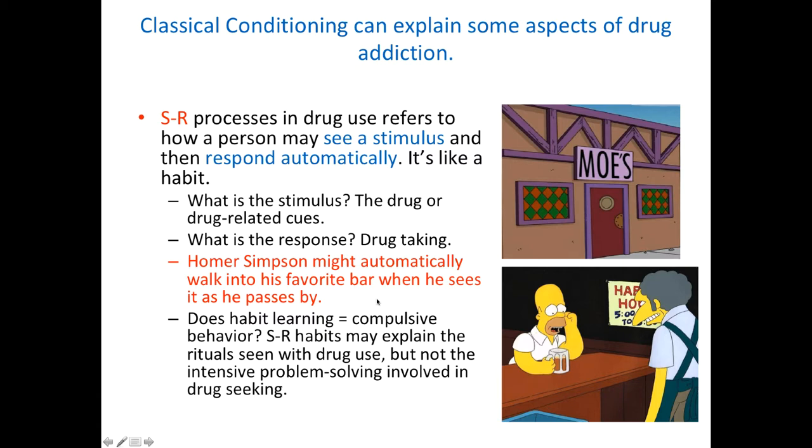Now, does habit learning explain drug use? It is a compulsive type of behavior, but it seems that there's really more to drug use than this. S-R habits may explain some of the rituals seen with drug use. By rituals, I mean the way a person might hold a cigarette, or the way that they might spin the cigarette in their hands before smoking it. Those types of drug-related rituals might be explained through habit learning. But the bigger issues in drug use may not be explained very well with stimulus-response associations.